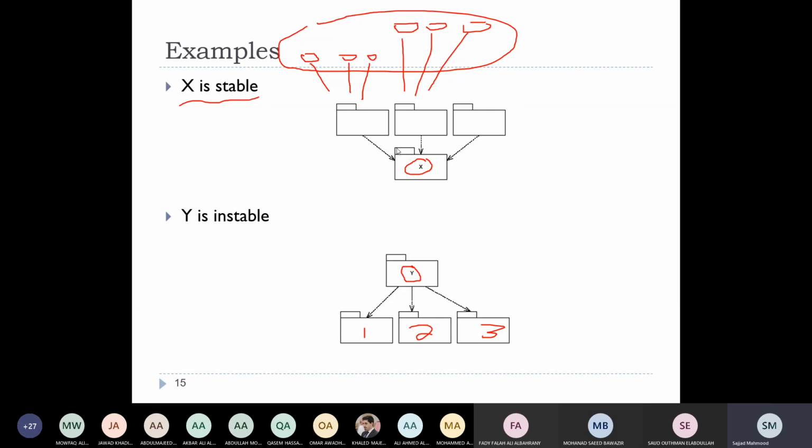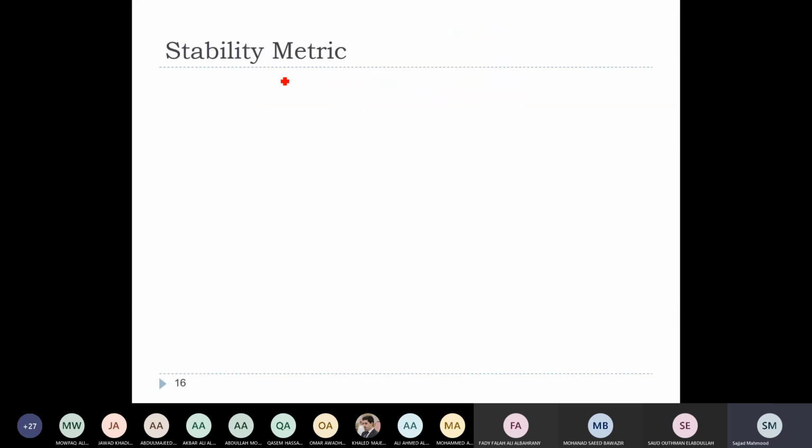Now let's look at this important question about how I calculate a specific one, and especially about these hierarchies. How I calculate the stability of a package is that we have something called the stability metric. It's a very simple metric, and we calculate the stability of a package. Important point to understand: of a package, not the whole system. So the stability of a package is as follows: S = CA divided by CA plus CE.